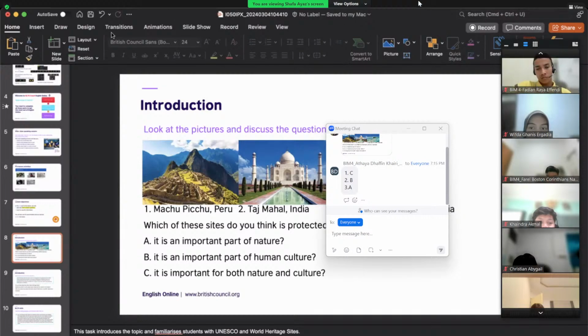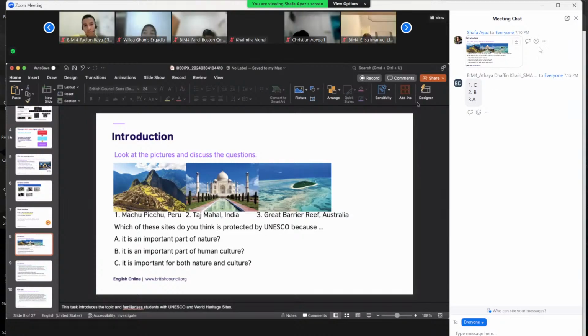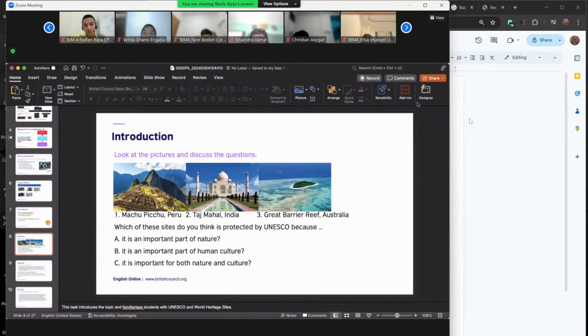What about the Pisa Tower in Italy? Okay, I don't know about that one being protected by UNESCO. What about Petra in Jordan? Can that be considered nature and culture? It could be considered as one, but I'm not sure if it's protected by UNESCO. But yes, you have many of these historical sites in almost all countries that are either a part of nature or a part of human culture, that is history.